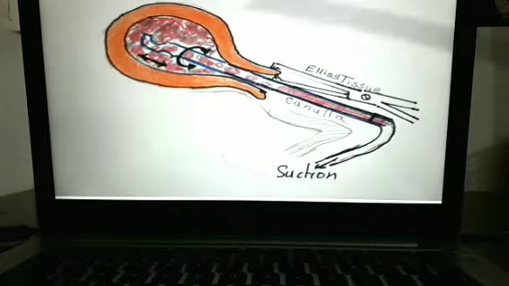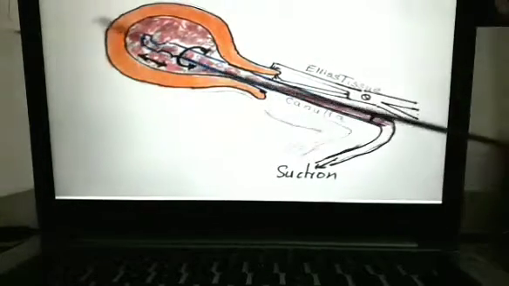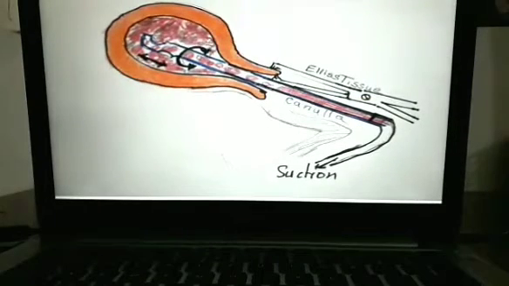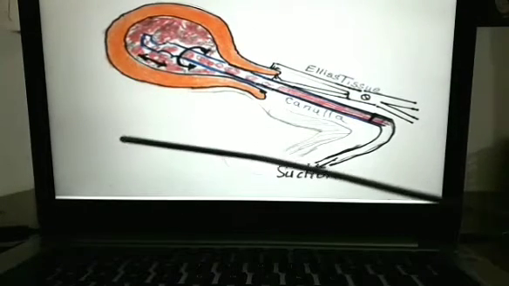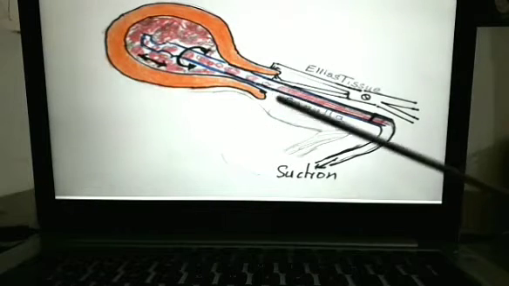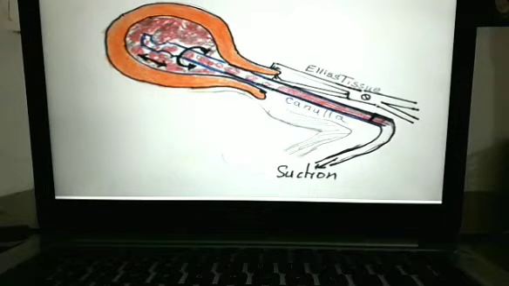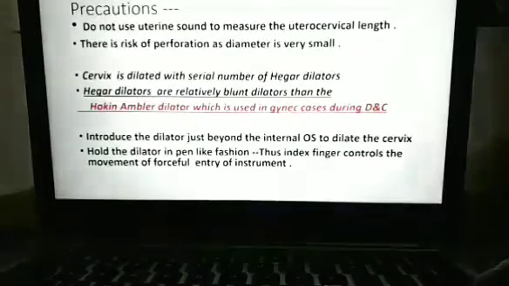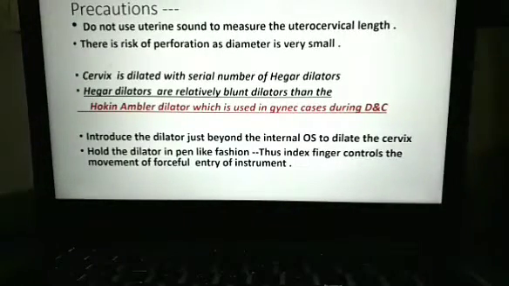Remember, this is the uterine sound, which is not used to measure the uterocervical length in suction evacuation. It is contraindicated because the uterus is soft and there are more chances of perforation with the uterine sound. Hence it is not used. Uterine sound is used to know the uterocervical length in non-pregnant patients.